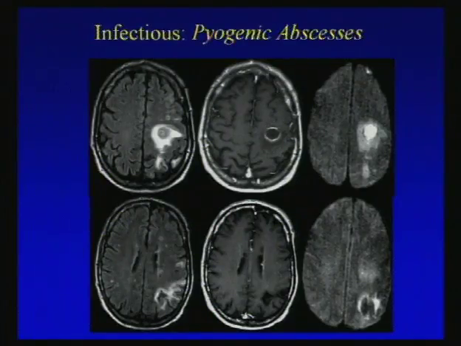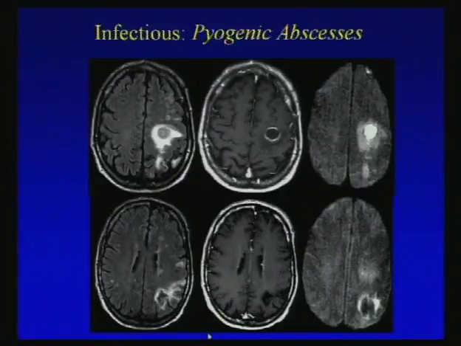Infections can also cause a patient to have seizures. Here we have a patient who has a lesion in the subcortical region with a lot of edema surrounding it. On post-contrast images, we see rim enhancement, and on the diffusion-weighted images, we see high signal intensity, evidence of restricted diffusion. So these diffusion-weighted images actually help us in strongly suggesting a pyogenic abscess.